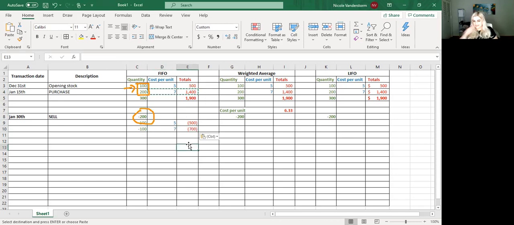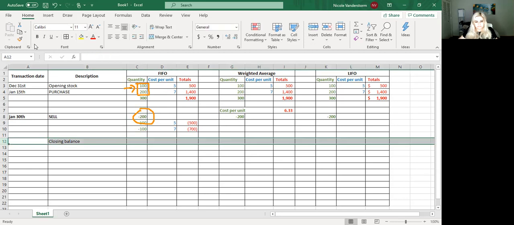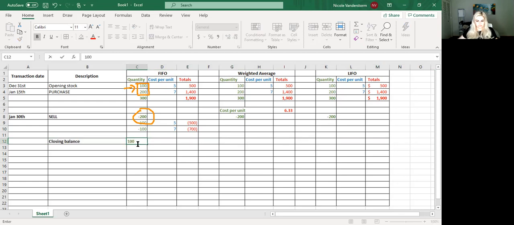Okay, and that means that your closing balance is going to be 100 units of stock, or 100 units of inventory, which is what we all know here, at a value of $7. Okay. So we know that. All right. So when you're working out the closing inventory, always use the last quantity. Okay. So there's a shortcut, but it's a backward shortcut. I'll show you in a second.